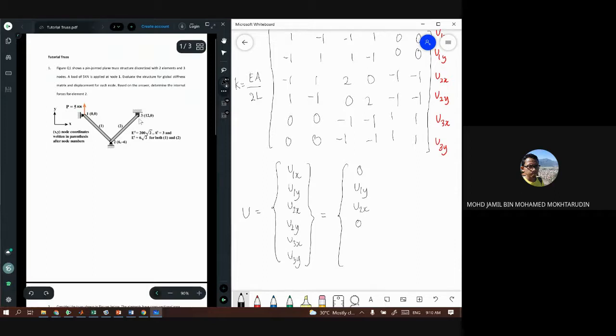And then lastly, at node number 3, for this support, the node cannot be moved in any direction, except for rotation. But for translation, it cannot move in either the x or y direction. Meaning that the displacements u3x and u3y are both 0. Okay, so the question asks you to find the displacement for each node. Now we only need to find u1y and u2x.